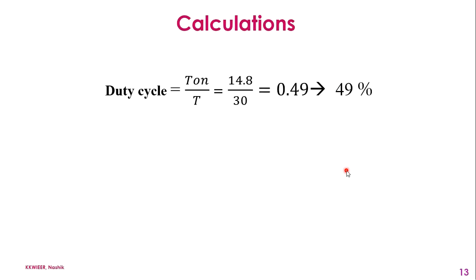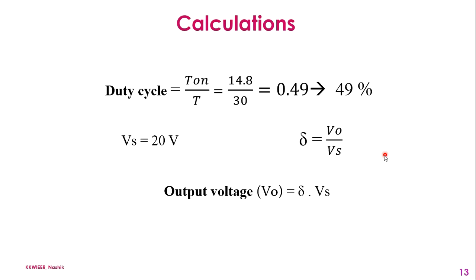Let us see. Theoretically, we have calculated the duty cycle as T on upon T. This is one of the calculations which we have taken on DSO. If you remember, T on was 14.8 millisecond and total T was 30 millisecond. So in this case, the duty cycle is 49%. We have set the input supply, that is a fixed DC supply of 20 volt, and delta is given by V0 upon Vs. So the output voltage V0 is equal to delta into Vs. This delta is nothing but the duty cycle. So substituting the values, we get V0 equal to 9.8 volt.